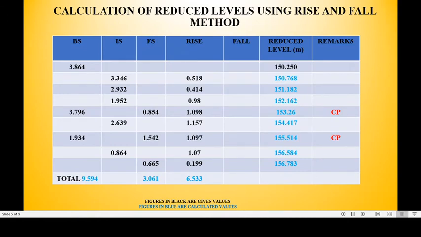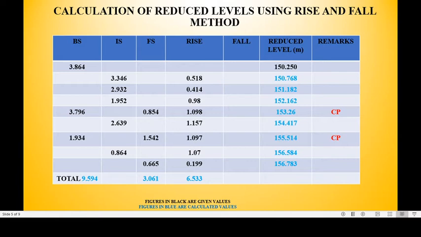So first we need to calculate the reduced levels. The reduced levels are basically calculated by using two methods. One is the rise and fall method, another one is the collimation method. We will see in the upcoming slides. So first, how is the rise and fall calculated? Generally, it is calculated by subtracting the second reading from the first reading, and it goes sequentially.